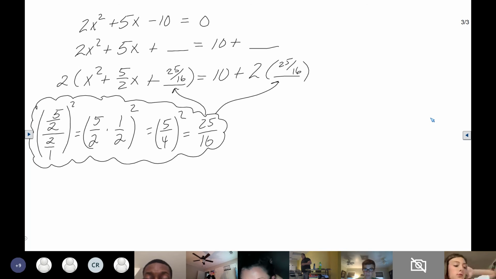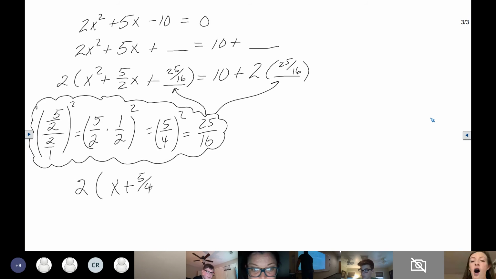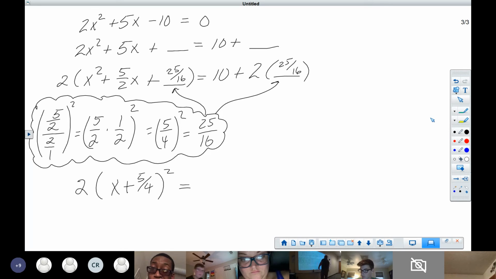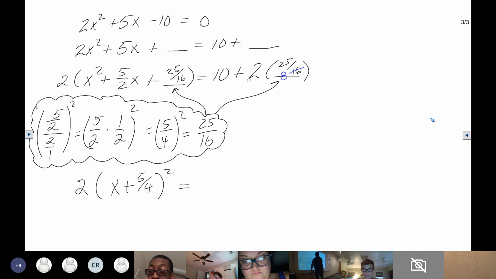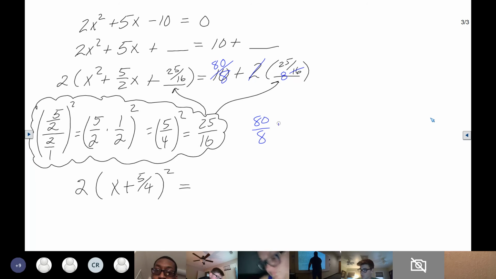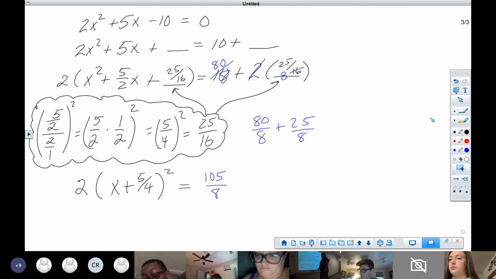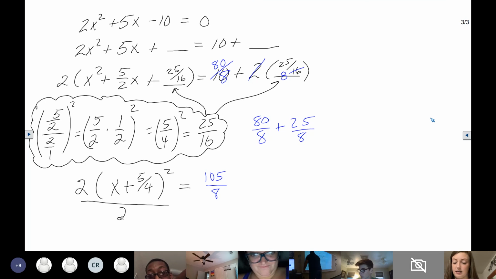So now we've got shortcut number 1 on the left. So that's going to be 2 times x plus 5/4 quantity squared is equal to, I'm going to get my blue pen out again, and that's going to be an 8. That's going to cancel. So 8 and 8. And I'm going to put that right here. 80 over 8 plus 25 over 8. Check my math, please. And 105 over 8. Thank you for checking me.